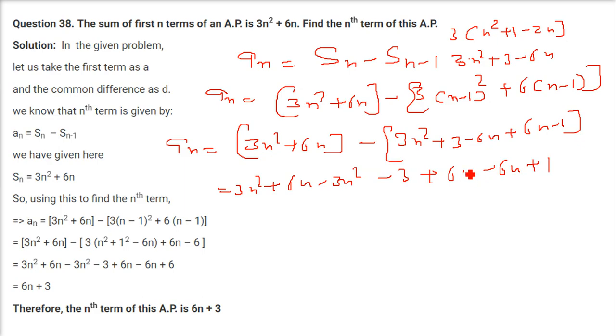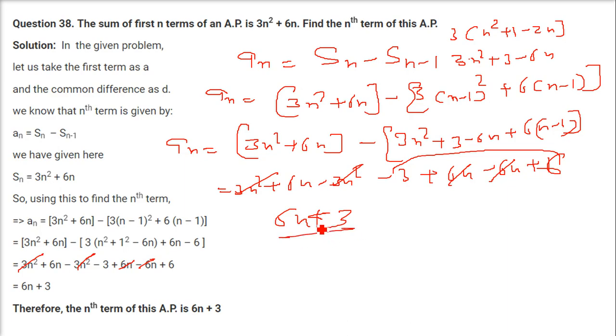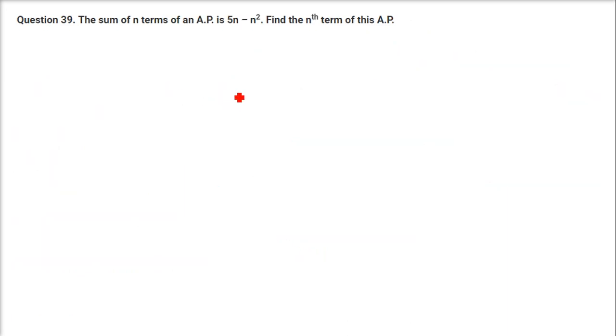So 6n gets cancelled, 3n square gets cancelled, you have 6n, and then you have 6n, and what other terms do you have? This is 3 and this is 1. See, this gets cancelled, and 6n gets cancelled, 6n is remaining. Now this one is 6n minus 1, so you get 6n. So 6 minus 3 is what? 3. So 6n plus 3 is the nth term of this equation.